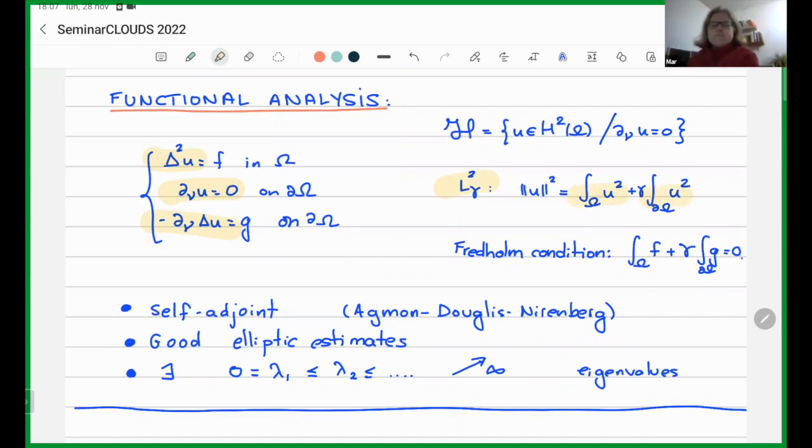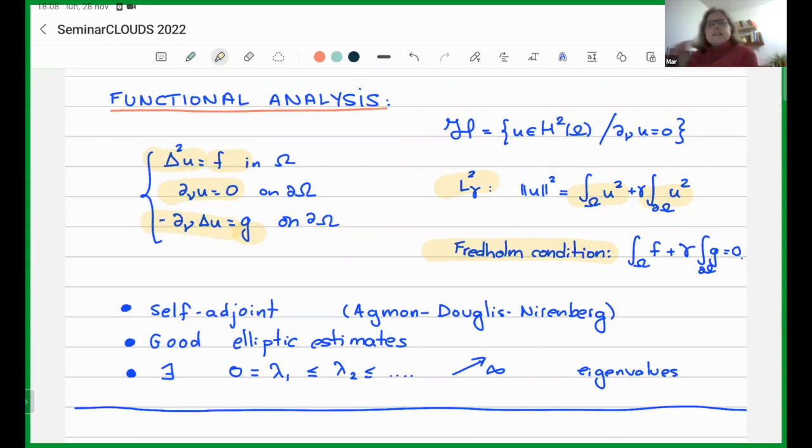Then you can use your favorite functional analysis book, and you can give this as an exercise to your student, and you know that this problem given some f and g is solvable if and only if f and g satisfy a Fredholm or compatibility condition given by the integral of f plus gamma times the integral of g equals 0. But all of this is just standard functional analysis for this fourth order equation.